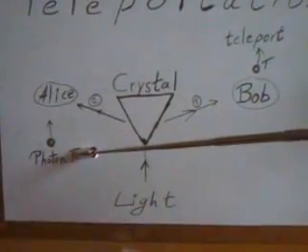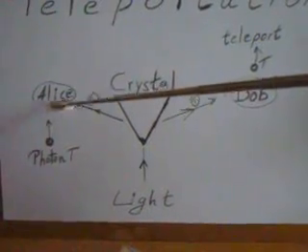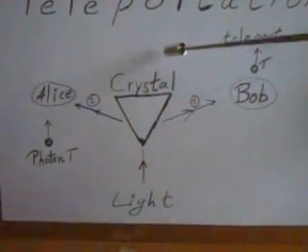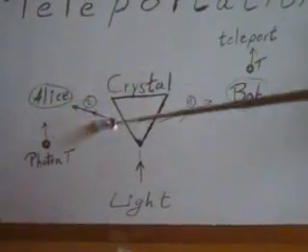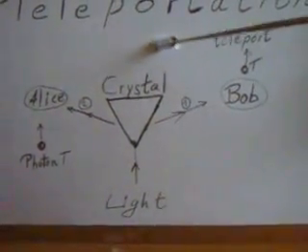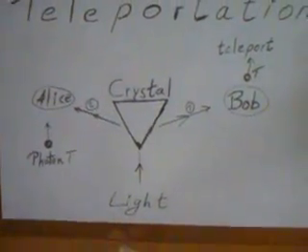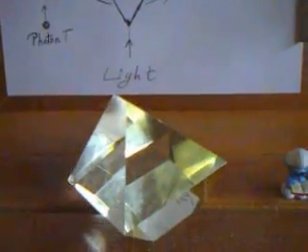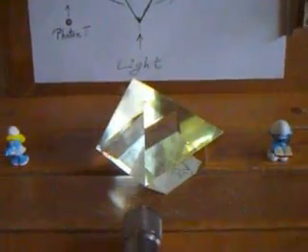A new photon which is going to Alice is teleported to Bob about this system of crossed light rays. Now let us see this crystal and Alice and Bob in a real experiment.